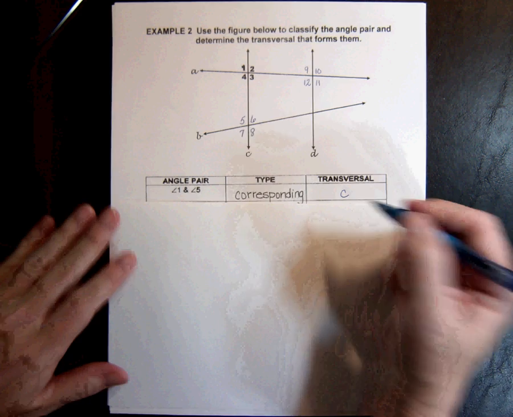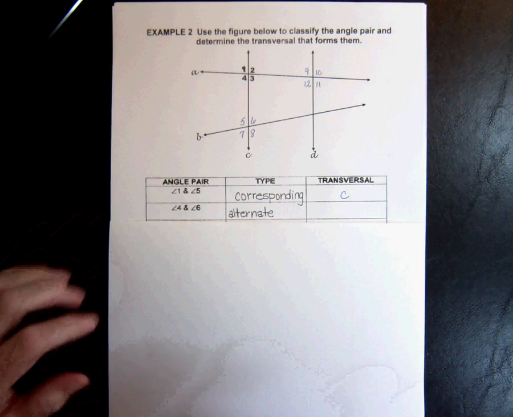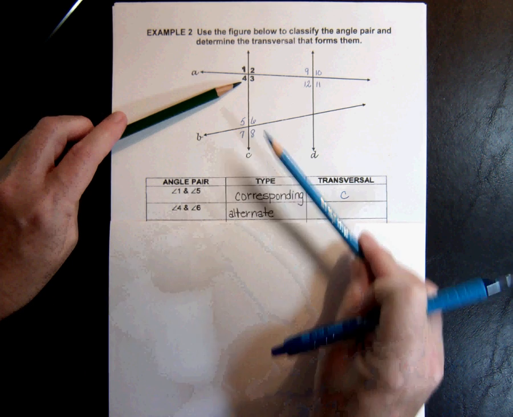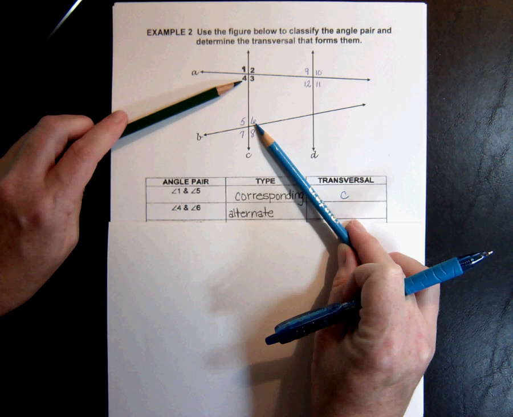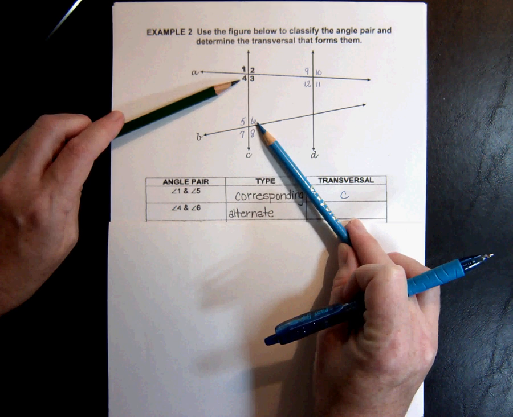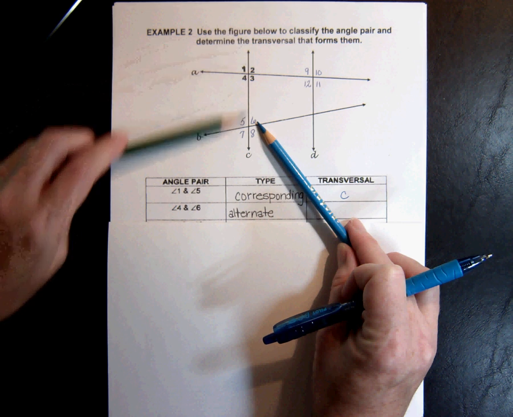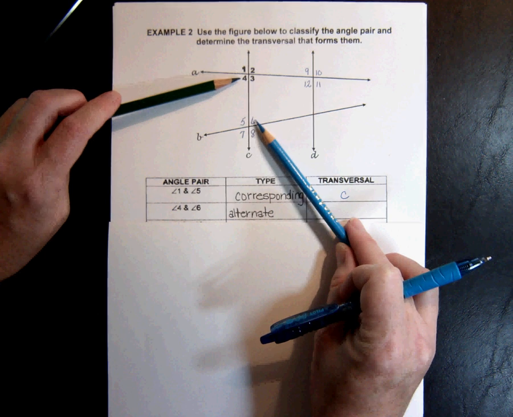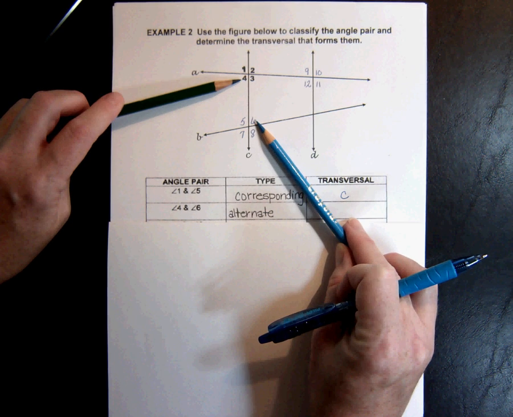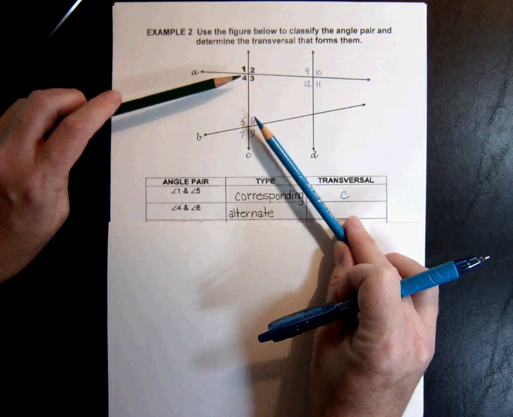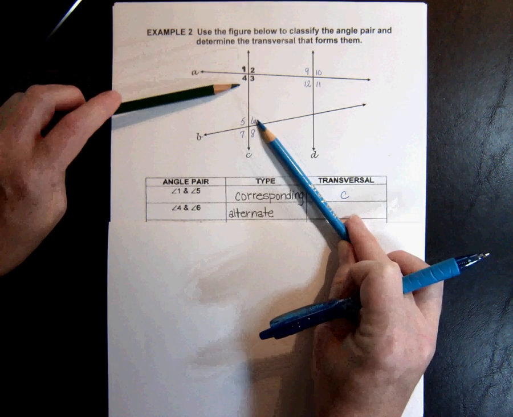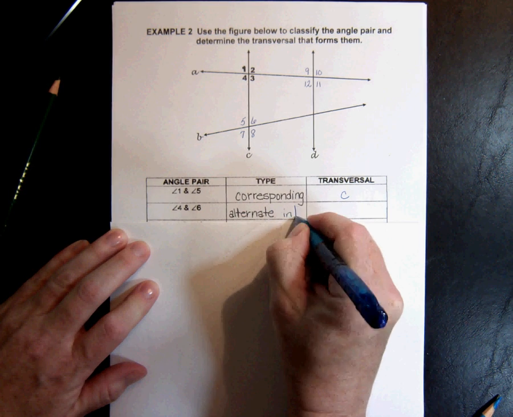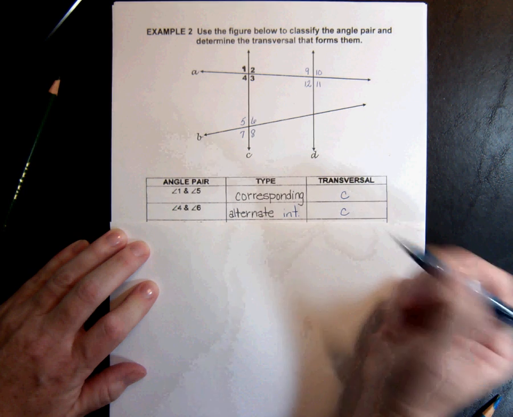All right, looking at 4 and 6. I'm going to try to do this with 2 pencils. If you've got 4 and 6, I'm not going to highlight it because it changes all the time. But if you look, the transversal is the line that includes both these two lines. It cuts through them. And that would be transversal C. But it's alternate what? Are they on the inside or the outside? They're on the inside. So we'll denote that abbreviation. Interior, I-N-T, cut by the transversal C.